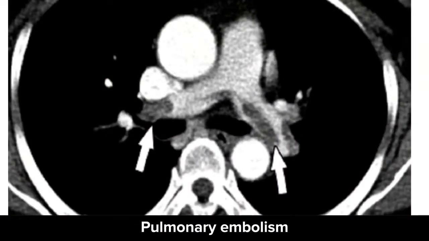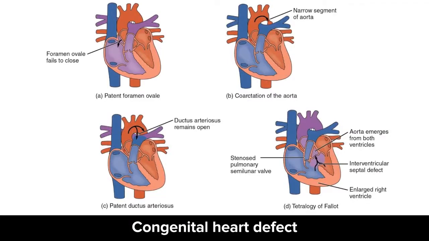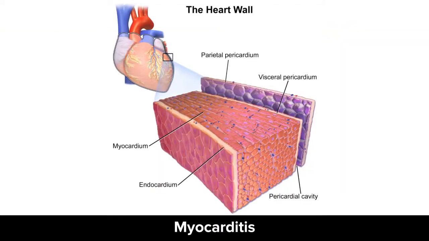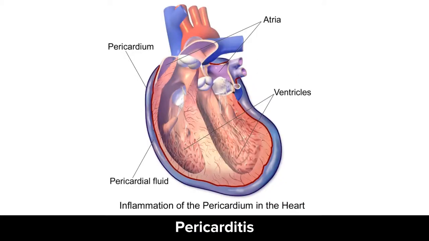Less common causes of atrial fibrillation include pulmonary embolism, atrial septal defects and other congenital heart defects, chronic obstructive pulmonary disease, or COPD, myocarditis, which refers to the inflammation of the heart muscle, and pericarditis, the inflammation of the pericardium.